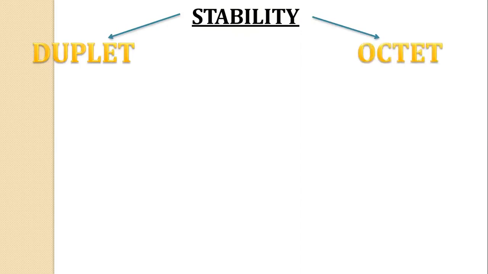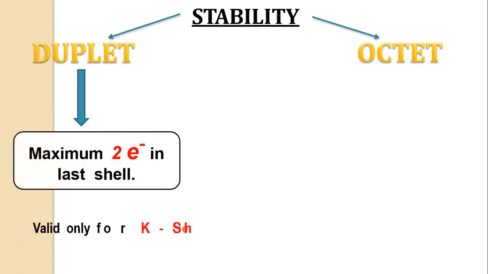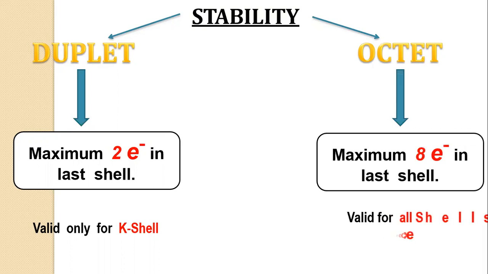So for an atom to become stable, they should either have a duplet state or an octet state. What do you mean by a duplet state? When the K shell is the last shell, it should have 2 electrons only, not less than that.